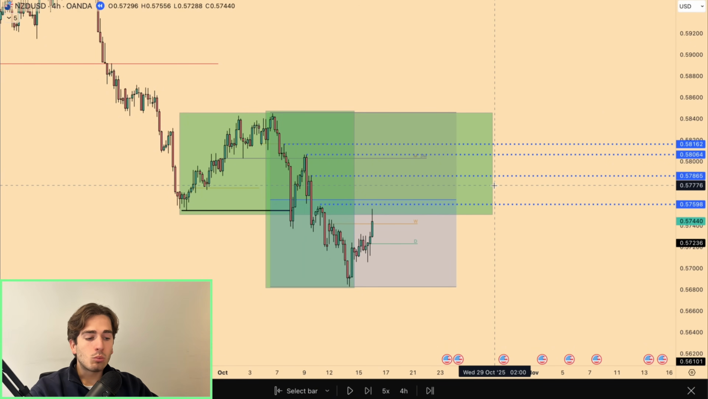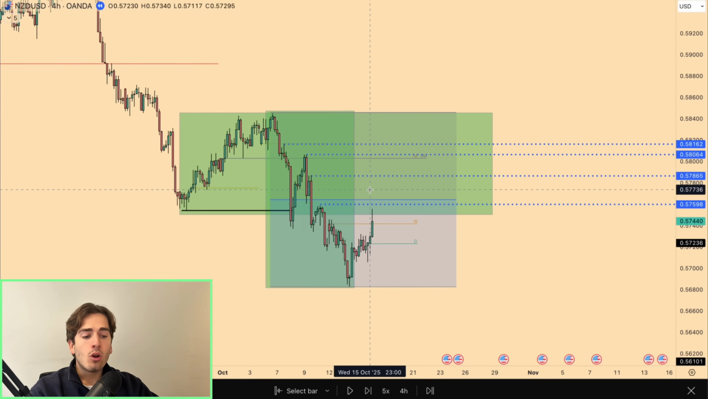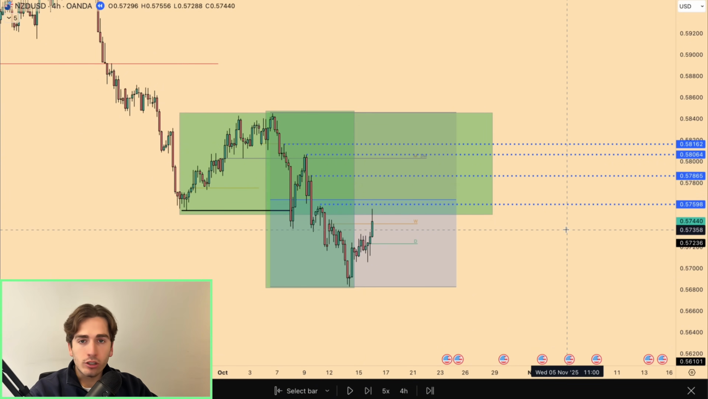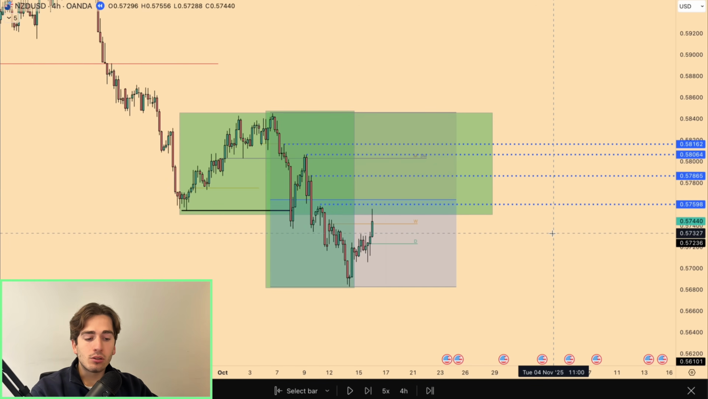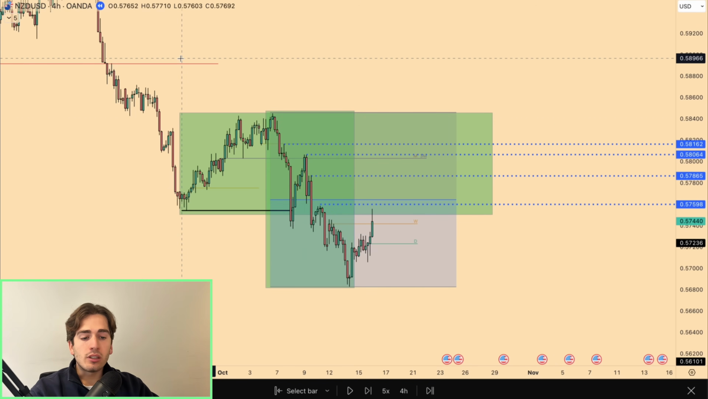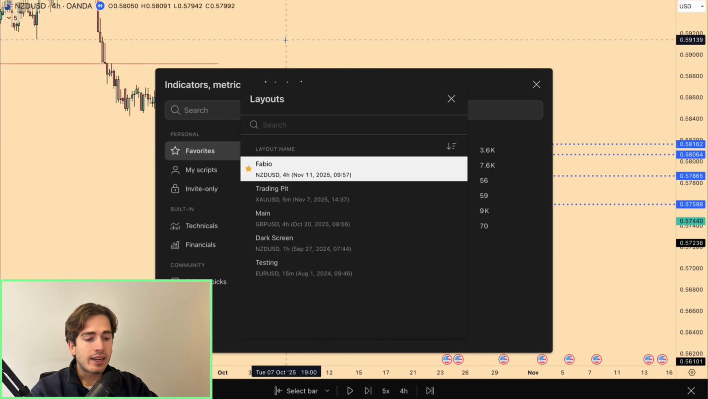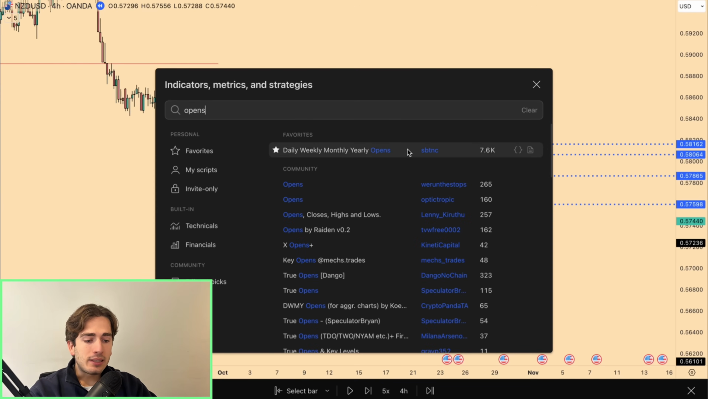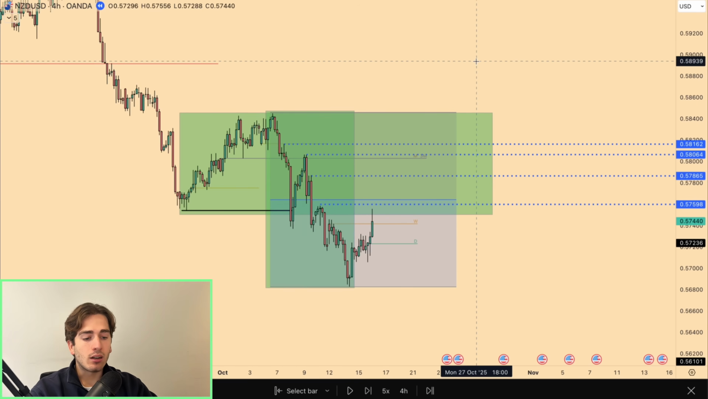And number 2 is waiting for a change of character when the actual liquidity high gets taken. A change of character is nothing more than a market structure shift based on the individual candlesticks. And kind of like a bonus confluence that you can use is confluence number 3, where we use the Opens indicator, which is very simply the Opens by SPTNC. So daily, weekly, monthly, yearly opens by SPTNC. That's the preferable indicator that I like to use.